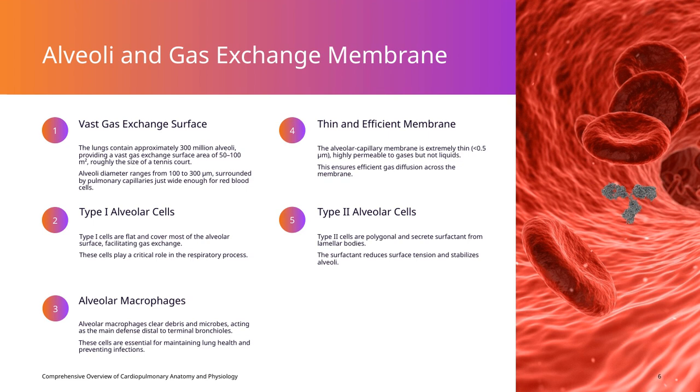Their primary role is to facilitate gas exchange, oxygen in, carbon dioxide out. Their thin, flat shape allows for efficient diffusion of gases across the alveolar capillary membrane.